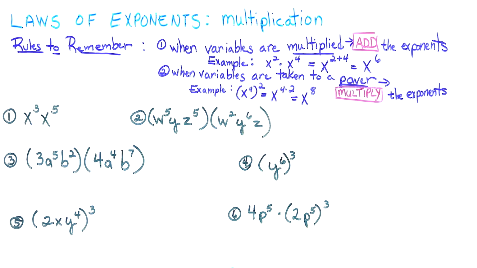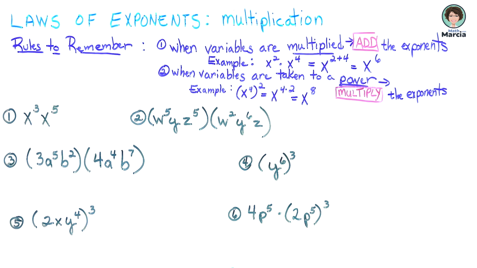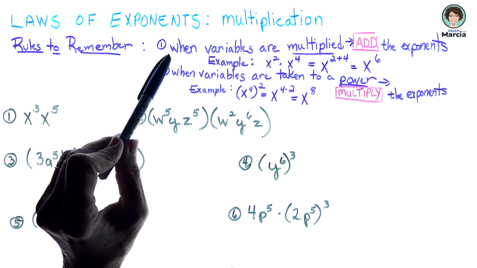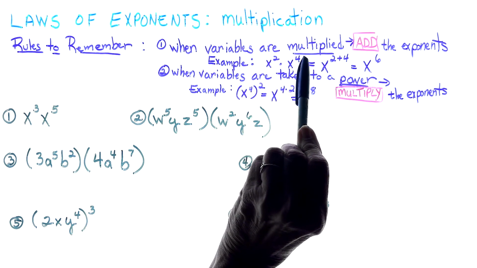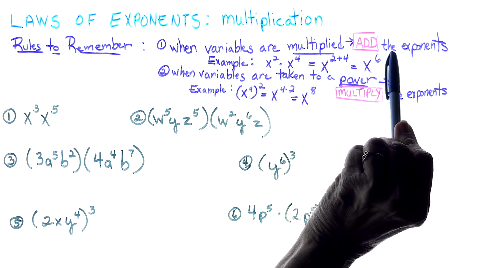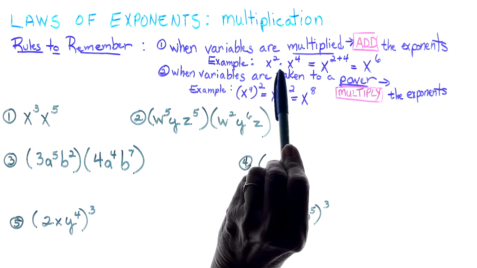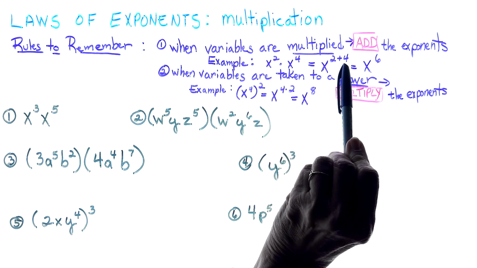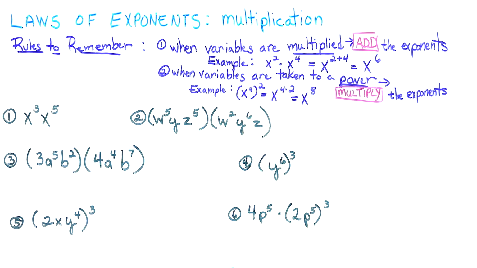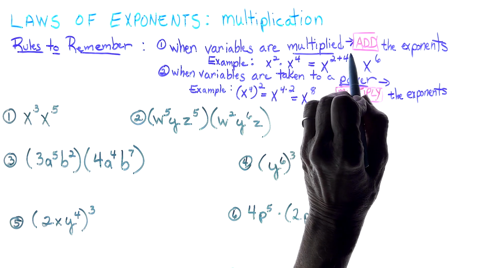In this lesson, we are going to be talking about the laws of exponents, and we're just going to be dealing with multiplication. However, there are two rules to remember, so let's take a look at those. When variables are multiplied, all you do is add the exponents. So here's an example. x squared times x to the fourth is going to be equal to x to the 2 plus 4. And we know 2 plus 4 is equal to 6. So the answer is x to the 6th power.